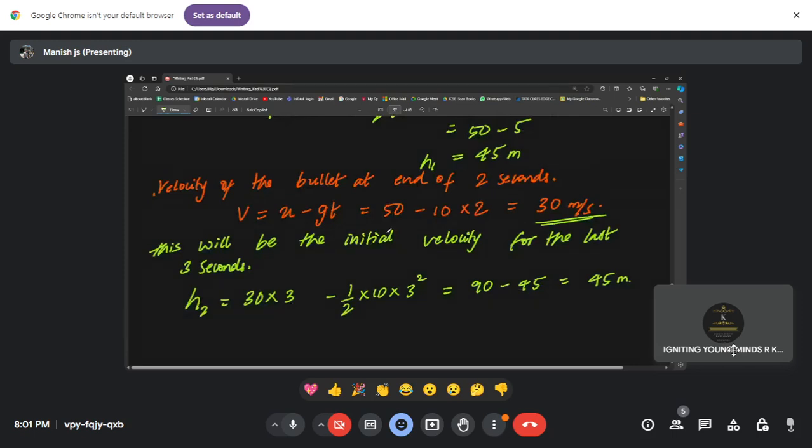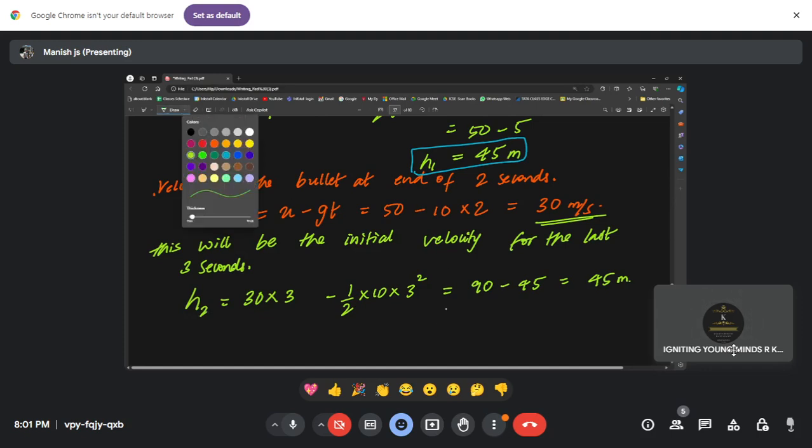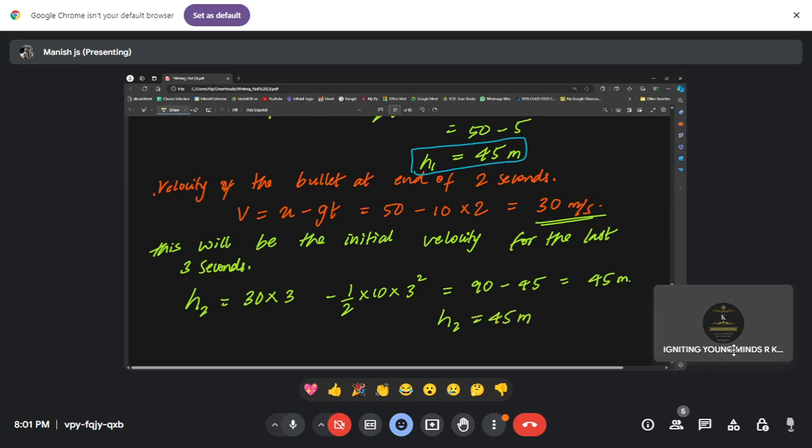So can you see h1 also was 45? I hope you observed that. This is 45, and you have found that h2 is also 45. So what do you observe from both the values? You can see H1 and H2 both are equal.